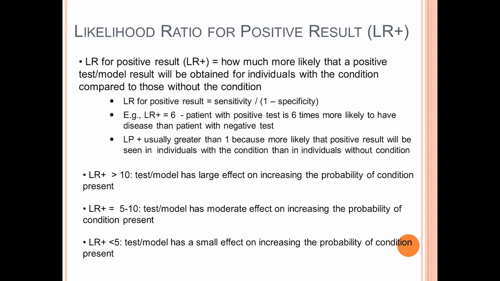So a likelihood ratio of greater than 10 means that the test or the model has a large effect on increasing the probability of a condition being present. 5 to 10 means it has a moderate effect. Anything less than 5 means it has a small to not significant effect.